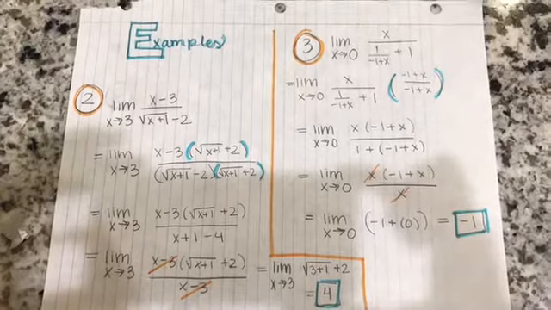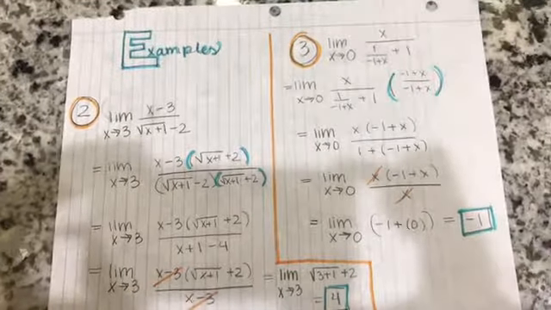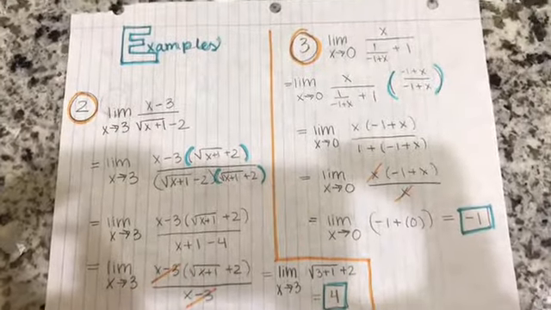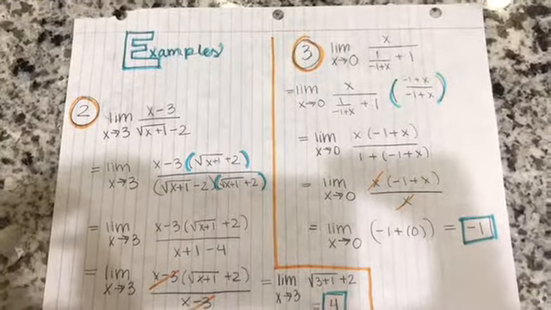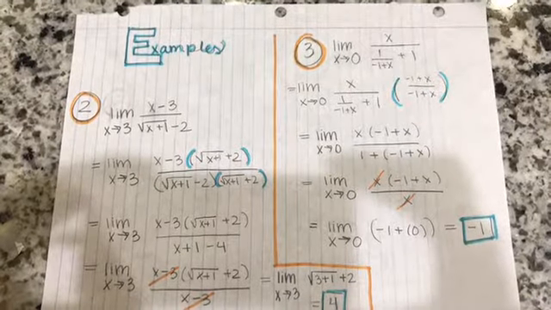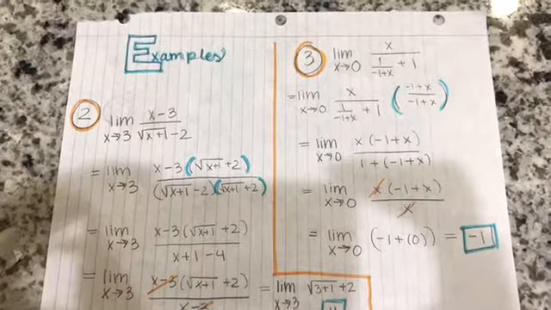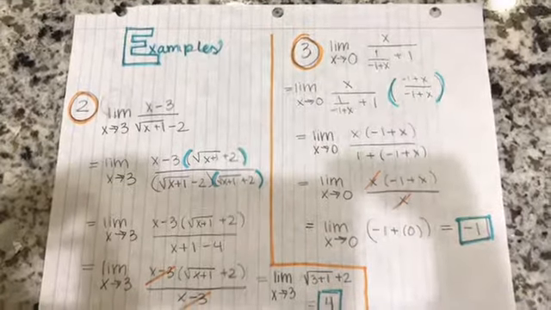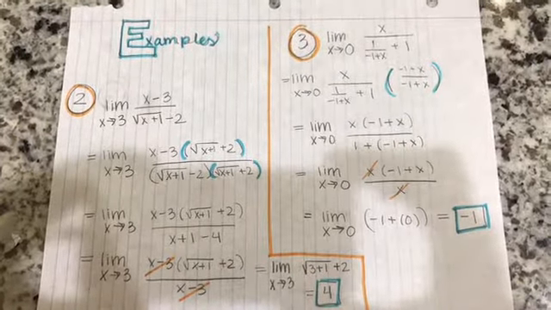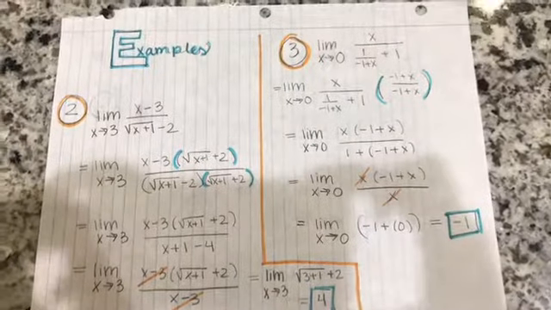And example 3 is going to focus on complex fractions. So example 2, I have the limit as x approaches 3 of the function x minus 3 divided by the square root of x plus 1 minus 2. Sorry. First thing I'm going to do, no, crying is not an option.